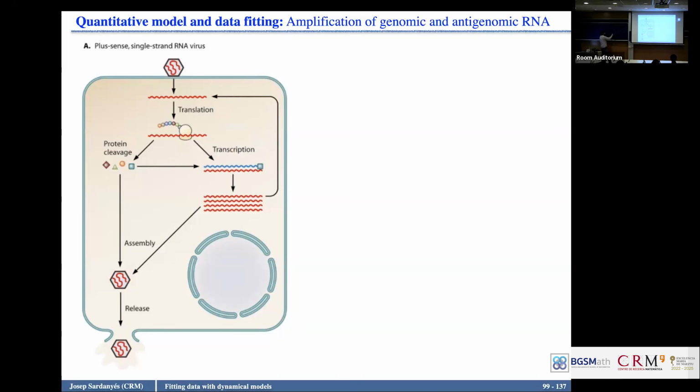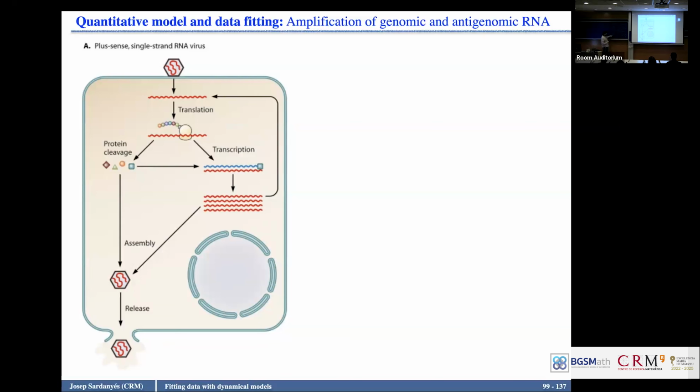So the difference between this one and this one is that, as I said, when the positive sense single-stranded RNA is injected into the cell, the cell thinks that this is a messenger RNA of its own. And then the ribosomes of the cell synthesize the proteins of the virus.